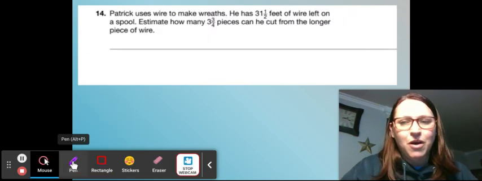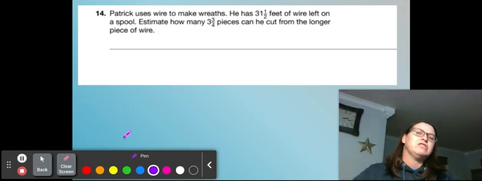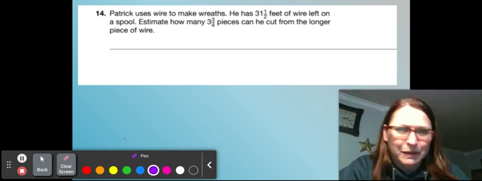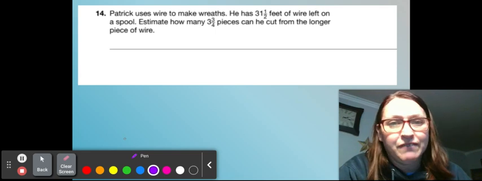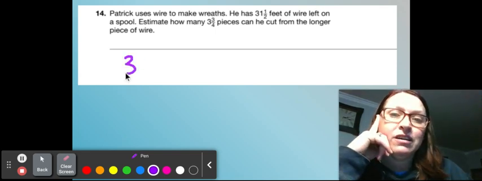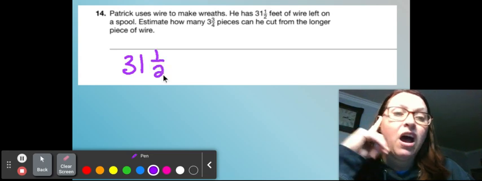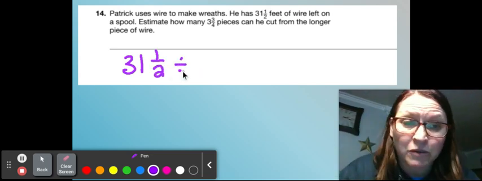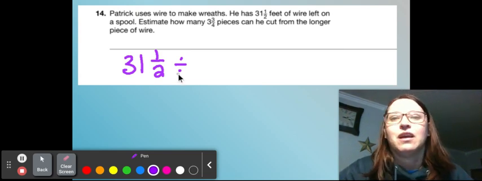One more problem. We're almost there. Patrick uses wire to make wreaths. He has 31 and a half feet of wire left. Okay, wait, how much does he have? 31 and a half feet. I start with that all the time. I start with what they start with. They started with 31 and a half feet.